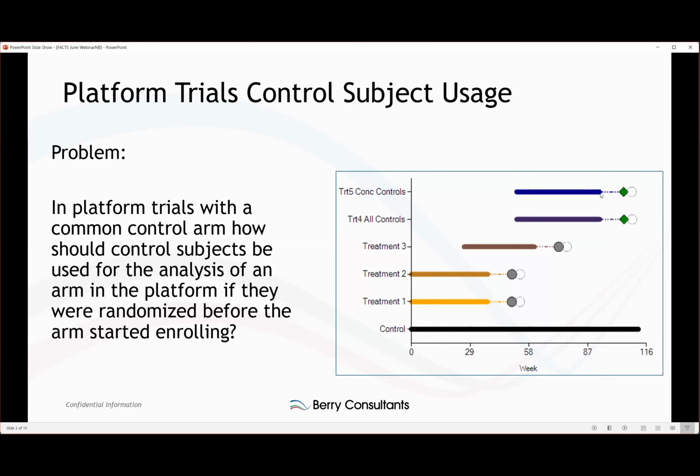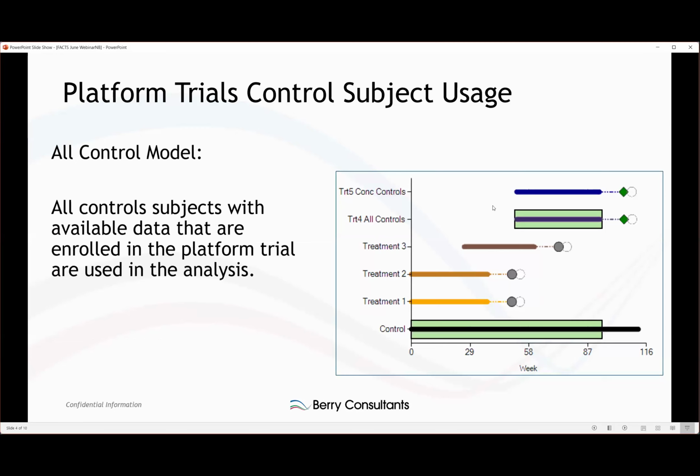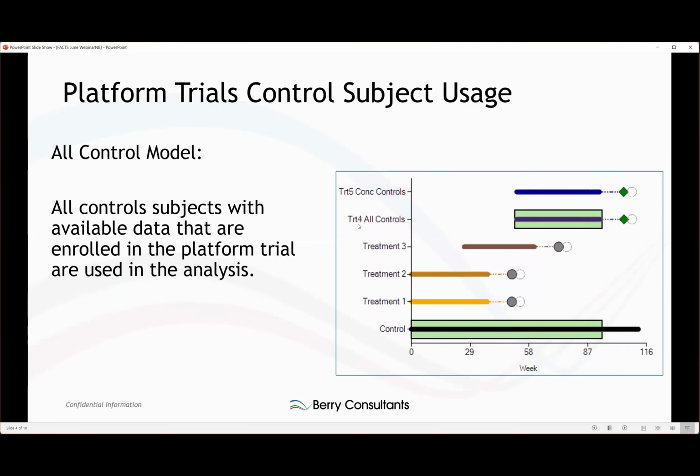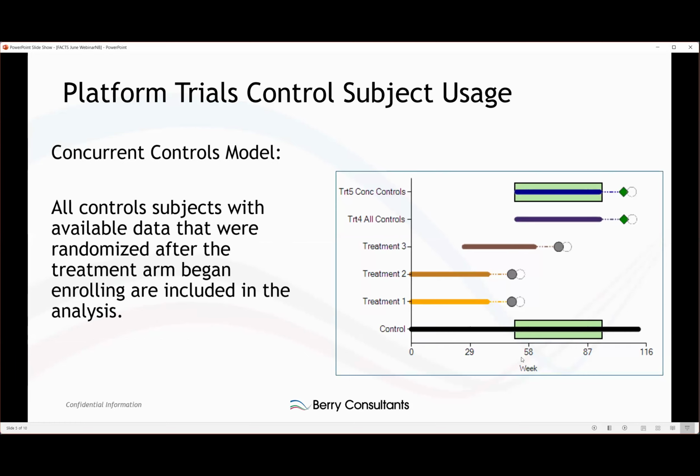We've added the ability to restrict that analysis to only control subjects that were randomized while a treatment was being accrued in the trial. Okay, so I'm going to talk a little bit about that. Here's some highlights. For treatment arm 4 and 5, for the all controls model, we use every single control randomized in the trial. And for the concurrent control model, only this small subset of the entire control arm, highlighted in green, would be used to compare to this arm if it was fitting the model using only concurrent controls.